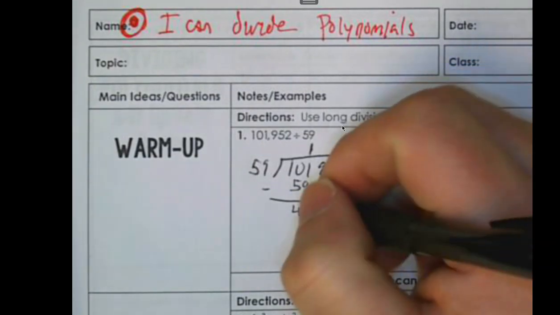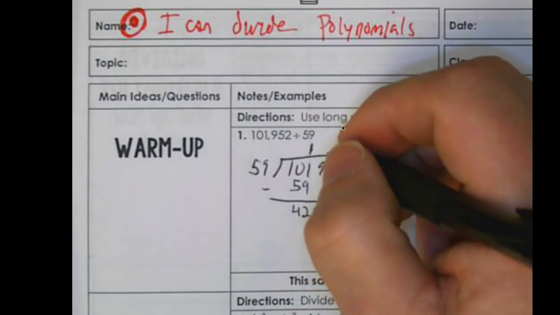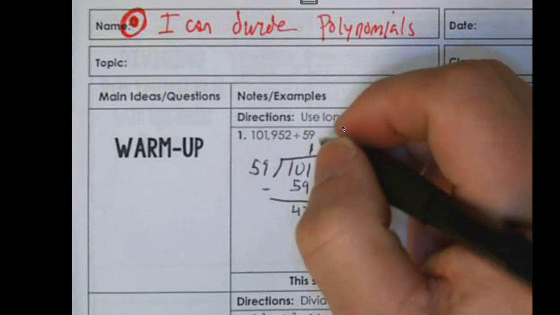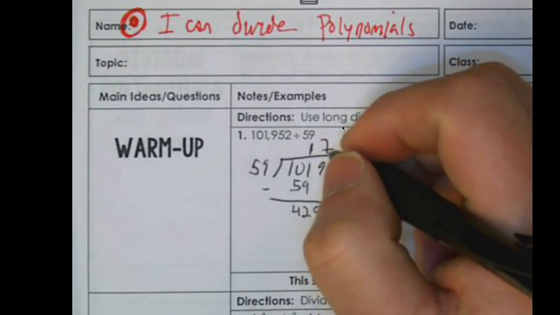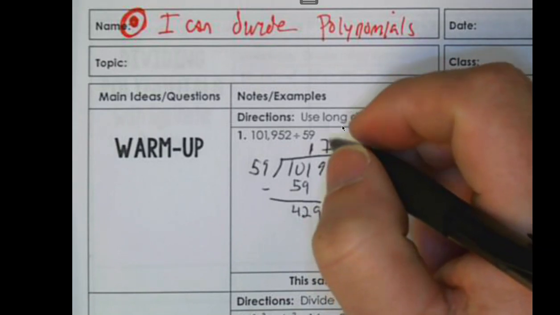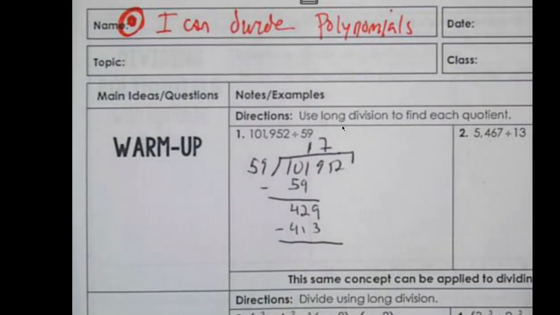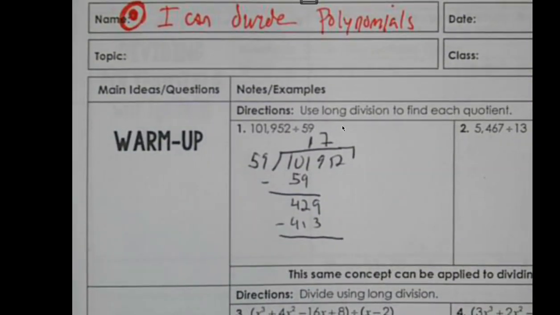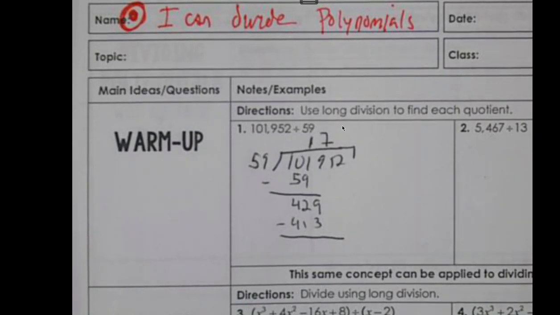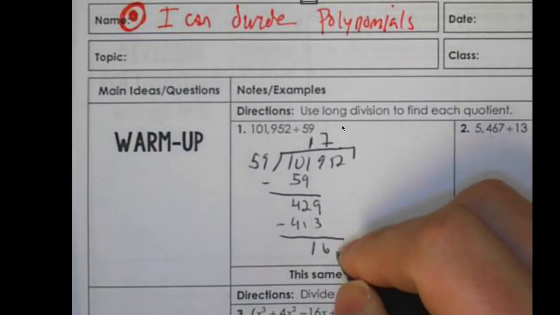Let's see, how many times does that go in there? We'll go 7 maybe. We'll try 7, right? And then you do 7 times 59, and that's 413. And then you subtract, right? So was it 419 minus 413? I get, was that 16? And then I got to bring down that 5.